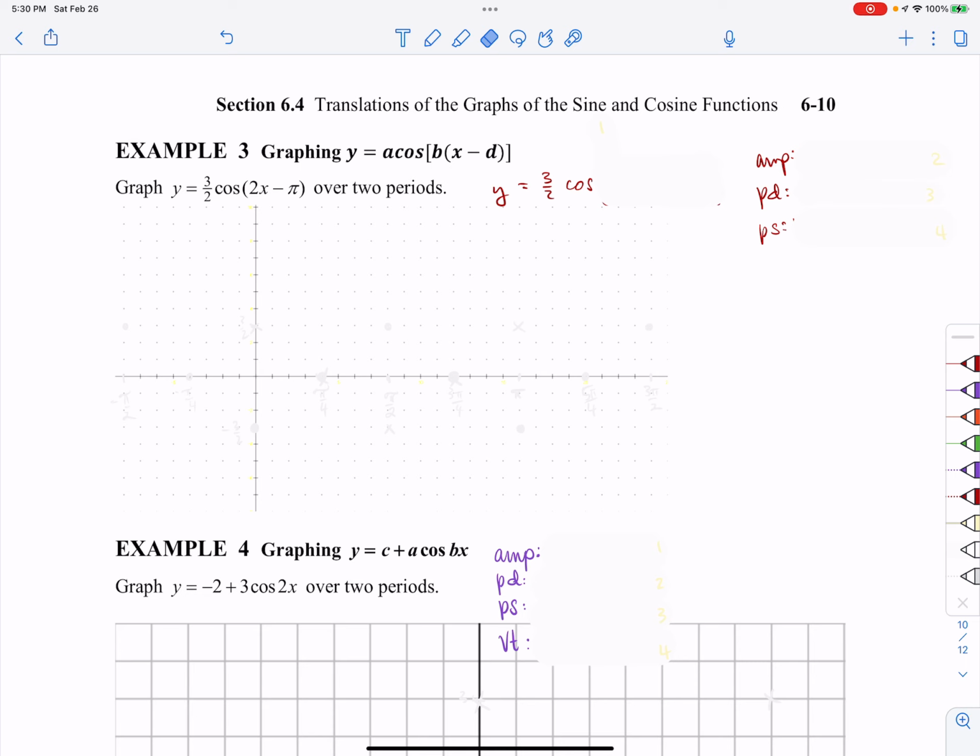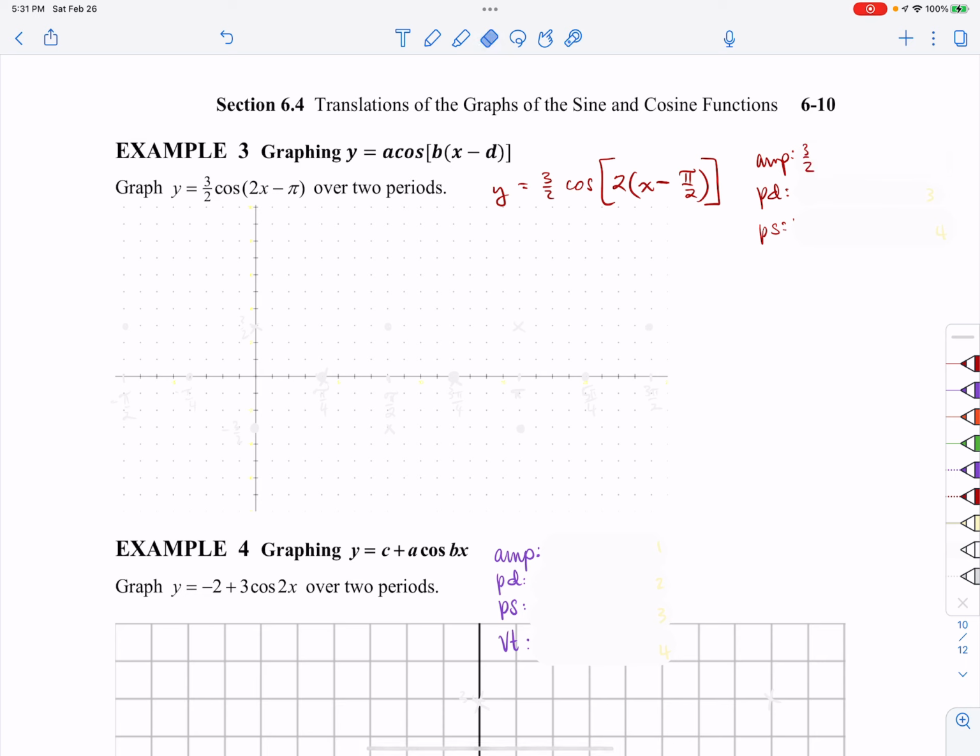Let's factor out the 2, and when we factor out the 2, that'll be 2 times the quantity x minus pi over 2. Remember that factoring out is just division. One way that you can always check your work is to redistribute. If I have 2 times pi over 2, that gives me pi. So just factor out whatever that number is. Okay, so then we can go ahead and get started.